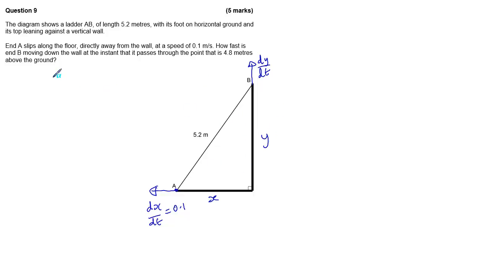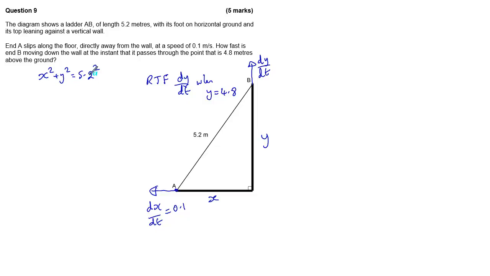Now by Pythagoras' theorem, we know that x squared plus y squared will be equal to 5.2 squared. What are we required to find? We're required to find dy dt when y is equal to 4.8. So we have dx dt, we want to get dy dt.